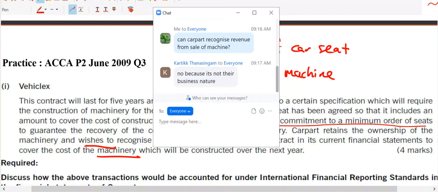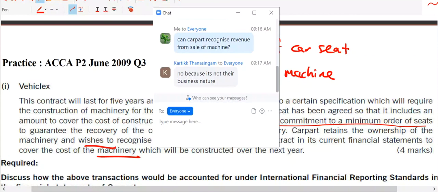Okay, Kartik said no because it's not their business nature. Kartik, how do you know the business nature of Car Park? I mean, what is their main business? Did the question mention their main business? Do they only sell car seats? They are not selling machines? Is there any part of the question that mentions that? Because I didn't see it in the requirement nor in the question itself talking about the type or nature of business. So this point, I think I cannot accept.